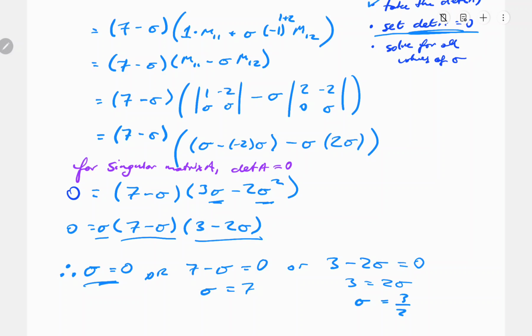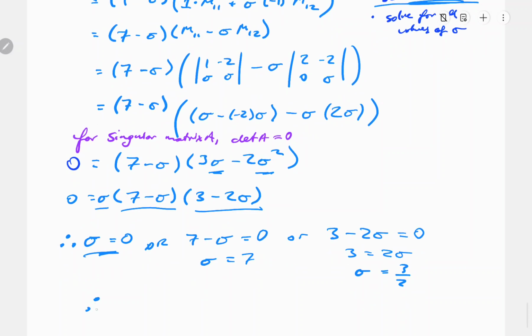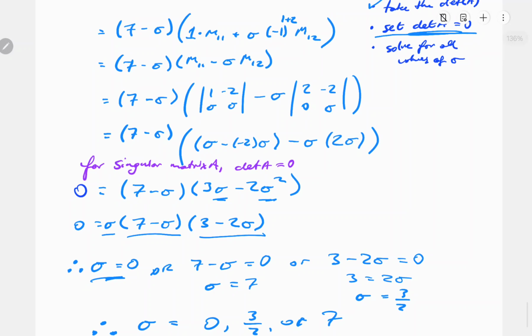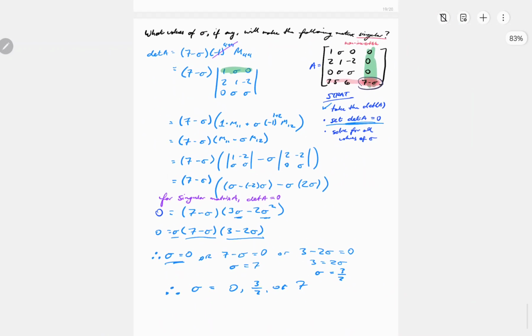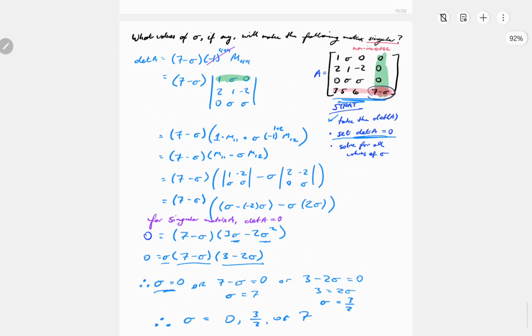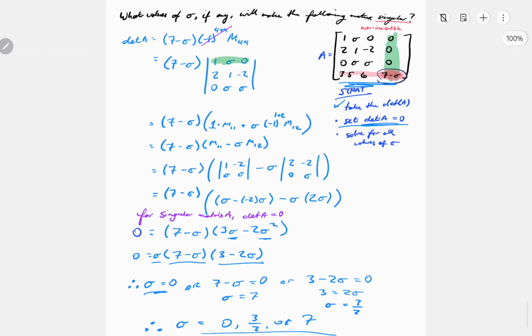So now our possible values for sigma are 0, 3/2, or 7. So every time it pops up in our original matrix, it would be the same number 3 times, and if it were any one of these 3 solutions, it would make the entire matrix non-invertible.